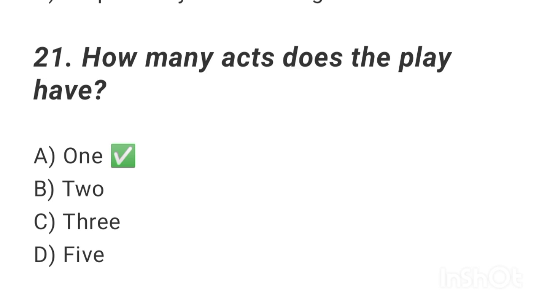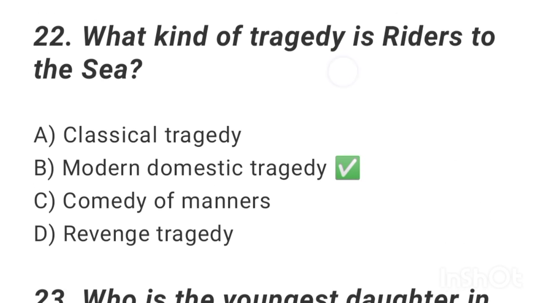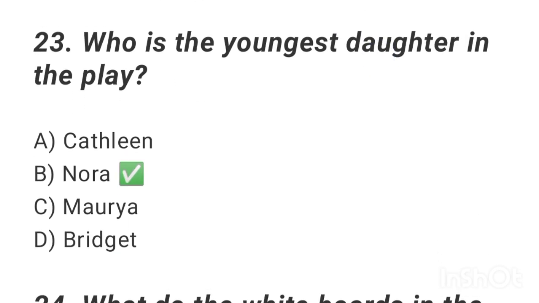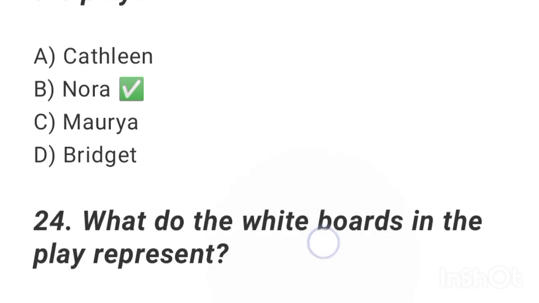Next, how many acts does the play have? This is a 1-act play. Next, what kind of tragedy is Riders to the Sea? It is a modern domestic tragedy. And who is the youngest daughter in the play? Nora is the youngest daughter.